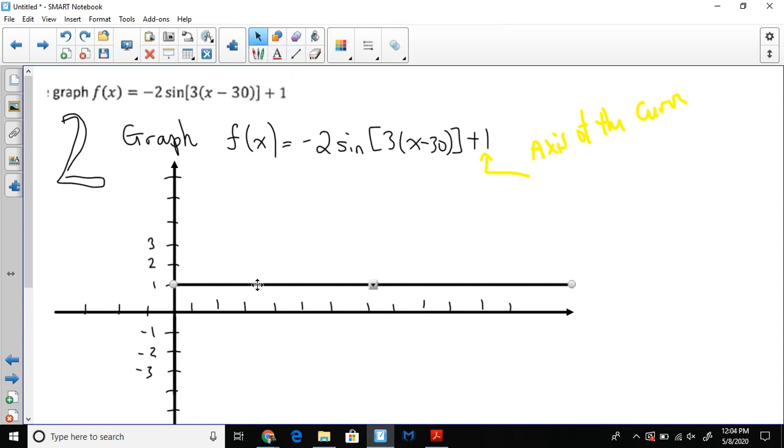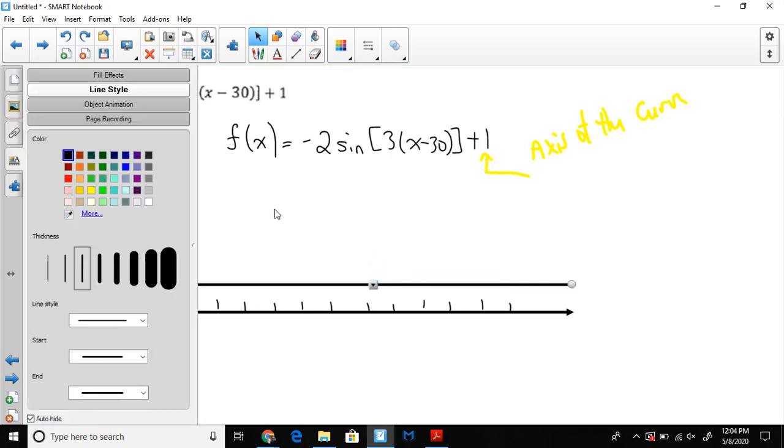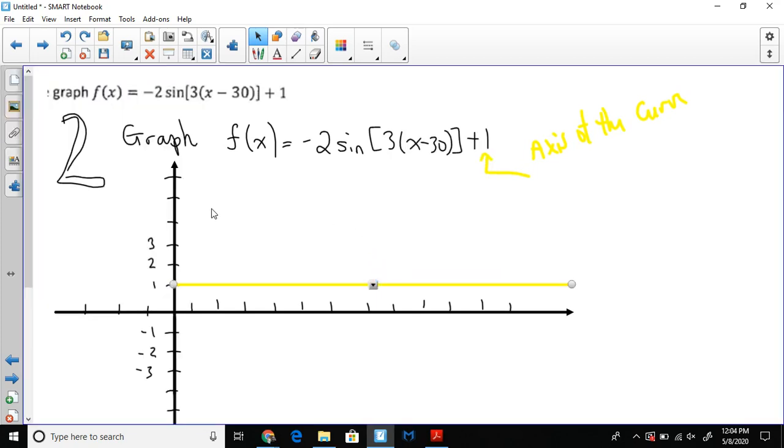Let me change that color for fun. How do I change the color? Properties. There we go. Yellow, done. So this is my axis of the curve, the line y equals 1.